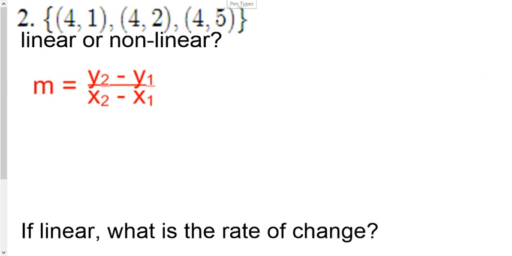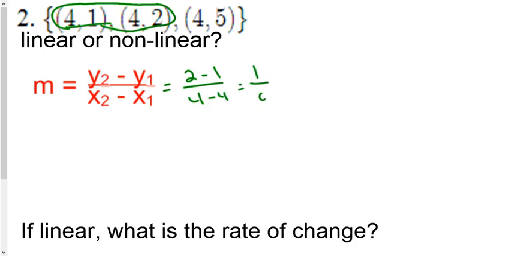Let's go take a look at this one. This one's a little bit different. How do we do it? Take a look at these first 2 points right here. So again, we get 2 minus 1 over 4 minus 4. And we get 1 over 0. Your calculators will give you an error message on here because you can't divide anything by 0. We'll talk about this in detail in just a second.